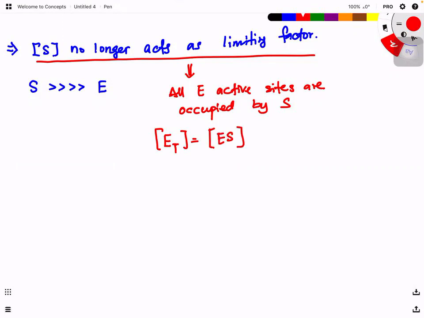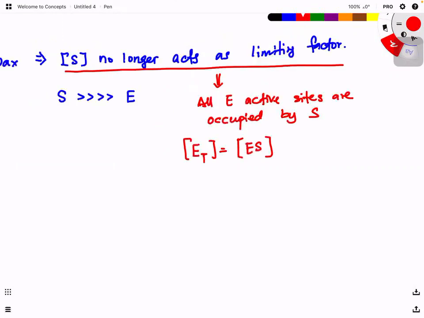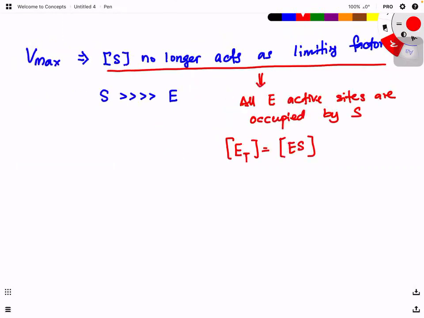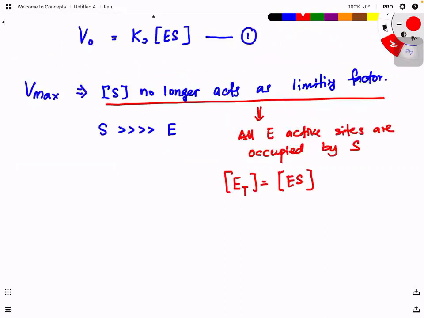Understand the concept? Because we see that when Vmax takes place, substrate concentration no longer acts as a limiting factor. So when the substrate concentration no longer acts as a limiting factor, it means that all enzyme now is bound with the substrate. So if I have 100 molecules of the total enzyme, I know that now 100 molecules become ES complex. Are you clear? Okay, so now look at this.